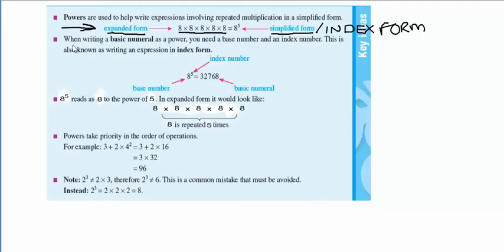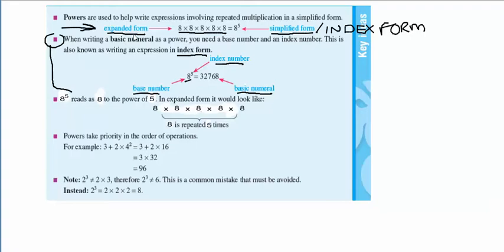I want you to write this one down as well. All of this section needs to be written. When writing a basic numeral as a power, you need a base number and an index number. This is also known as writing an expression in index form. Here your base number is 8. Your index number is the power, just sitting above it, and your basic numeral is the actual number it's representing. If you did 8 times 8 times 8 times 8 times 8, 5 times, you will get 32,768, and that is your basic numeral.